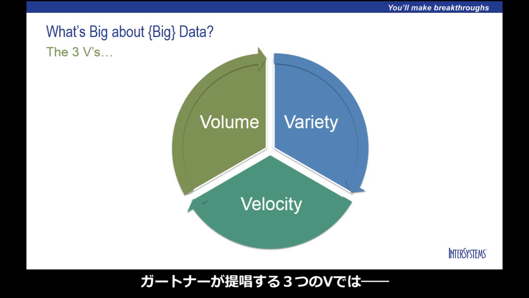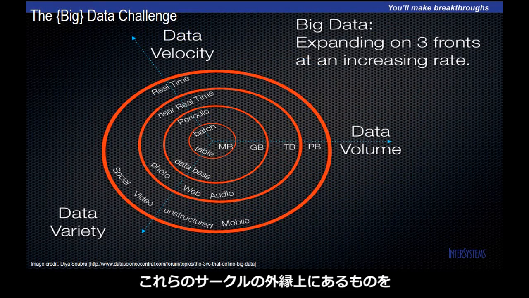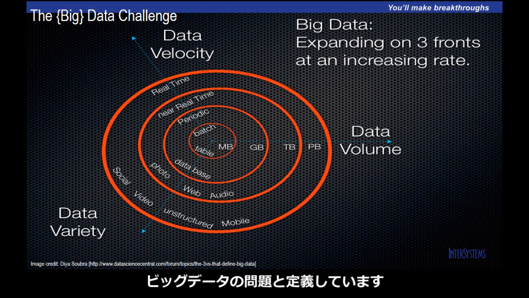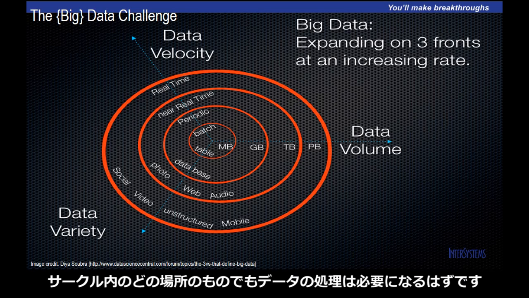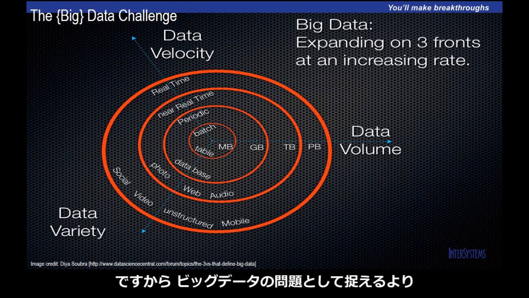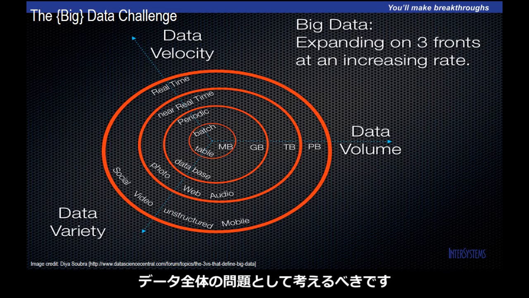So Gartner's whole idea about the 3 V's was to suggest that in order to qualify as a big data problem, you would have to be on the outer edges of these circles. And as these circles get bigger, you increase in your data volume, in your variety, the complexity of the variety, and your velocity. Now, while Gartner might be right around big data being classified as being on the outer edges of these circles, I really believe that it doesn't matter where you fit in these circles. You still have to deal with your data. So instead of thinking about this as a big data problem, we can think about this as a data problem.